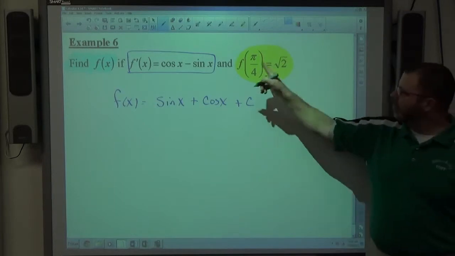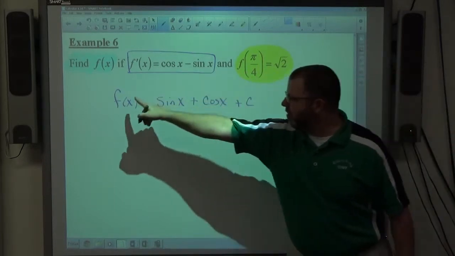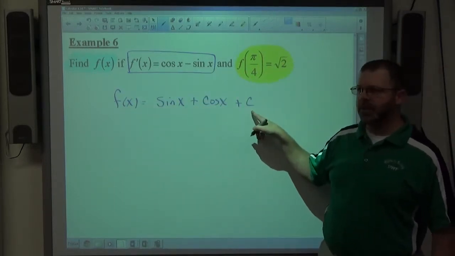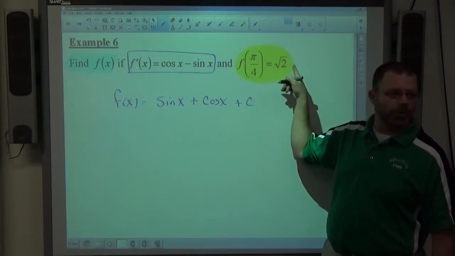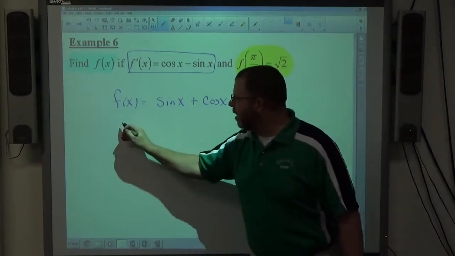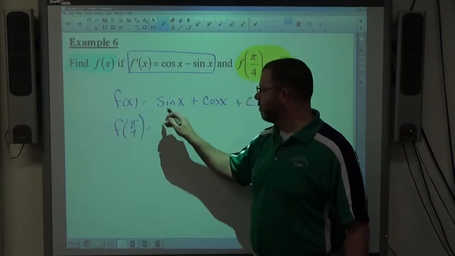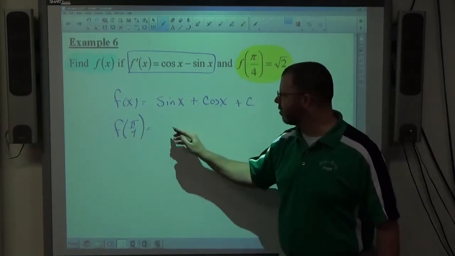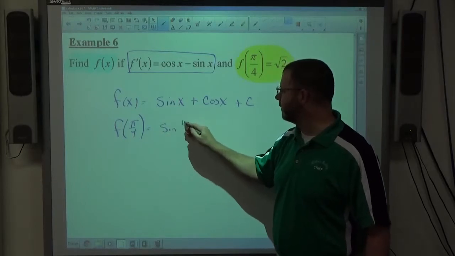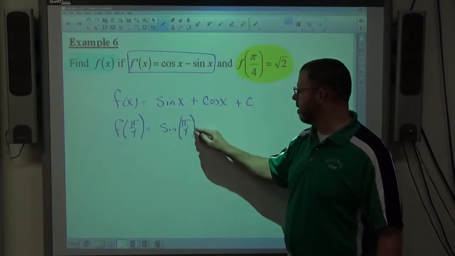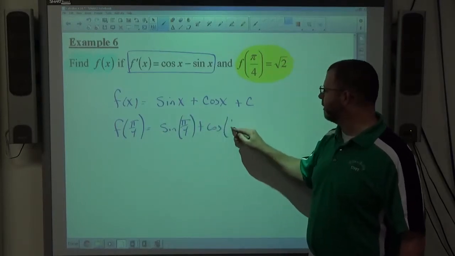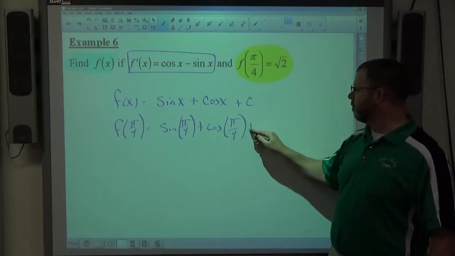Then use the information they told us. This says f of x equals this expression, right? This tells me f of pi over 4 equals the square root of 2. I can also figure out f of pi over 4 for this. F of pi over 4 for this that I have written here is going to be sine of pi over 4 plus cosine of pi over 4 plus c.